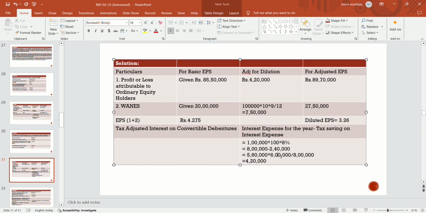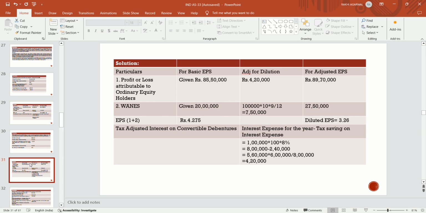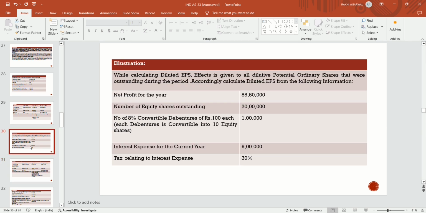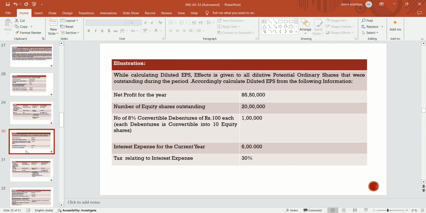Now the solution. Profit attributable to the ordinary shareholders, for calculating basic EPS, given in the question, is 85 lakh 50,000. The weighted average number of equity shares given in the question is 20 lakh. So EPS is 85 lakh 50,000 divided by 20 lakh, that is 4.275.